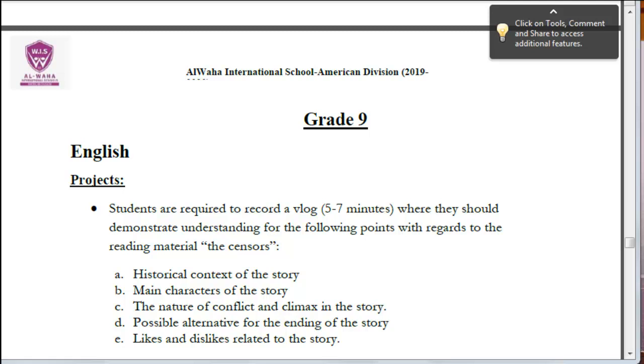So, they can imagine here likes and dislikes related to the story, whatever they liked, whatever they disliked about the story. So actually the story from their own point of view. So it's not from the point of view of the author, or from the point of view of some other readers. It's from each and every student's point of view. Okay.